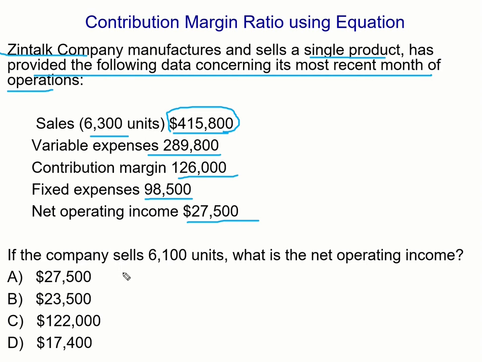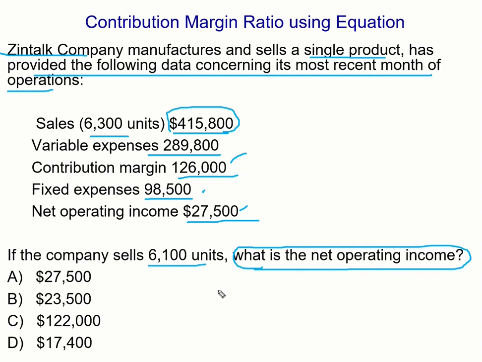Simply put, what they're giving us here, and if you're given this on the exam, that's great. This is the contribution margin formula or ratio or income statement, which will be very, very easy for you once you know how this is all structured. So sales minus variable cost equal to the contribution margin, minus fixed cost, equal to net operating income. They're asking you, what happens if sales is 6,100 units? What will be the net operating income?